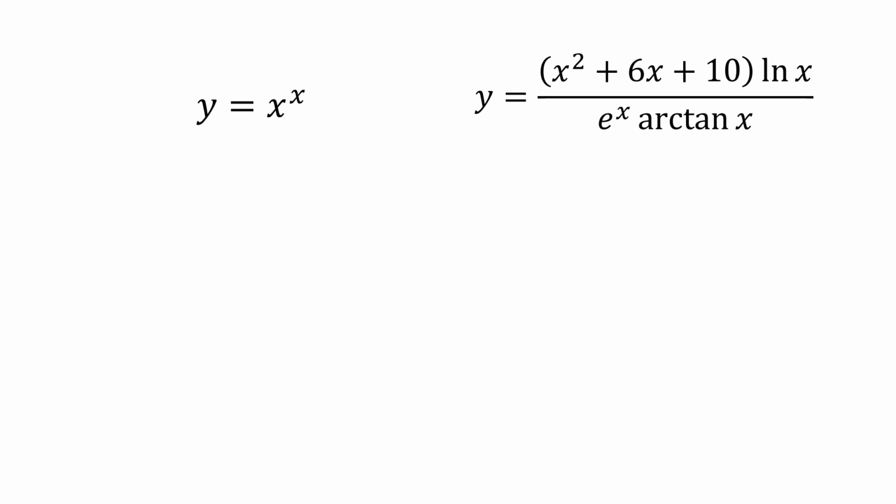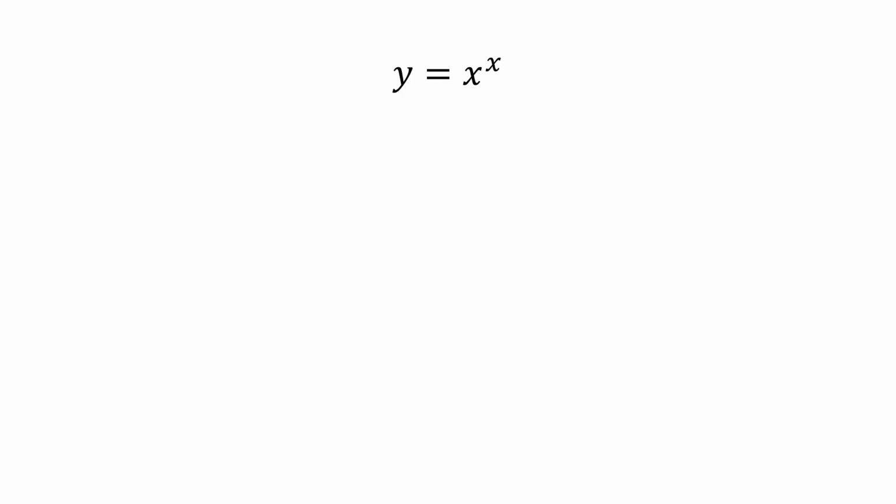In this video, we will use logarithmic differentiation to differentiate the functions y equals x to the x and y equals (x squared plus 6x plus 10) times the natural log of x, all over e to the x times arctangent of x. The first function we will differentiate is the function y equals x to the x.